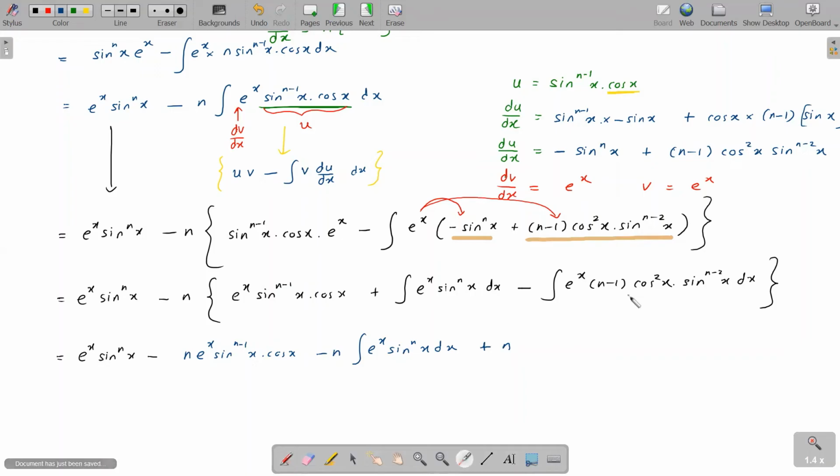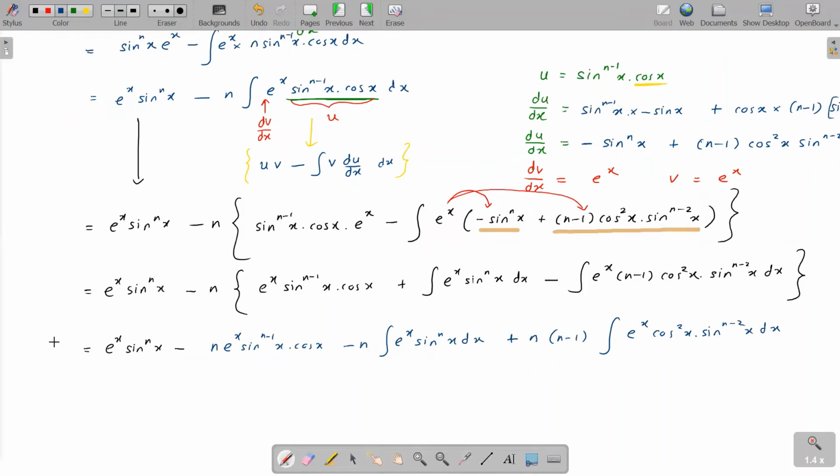Shall we take the constants out? n minus 1 is also a constant, right? n minus 1 integration e^x cos^2 x sin^(n-2) x dx. Are you with me? So all of this is equal to I_n. So I think you can see here this I_n equals e^x sin^n x minus n times e^x sin^(n-1) x cos x.